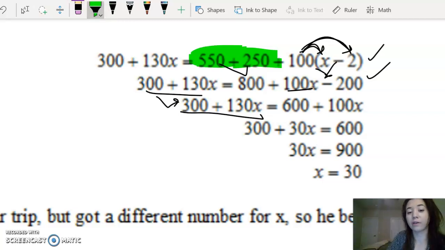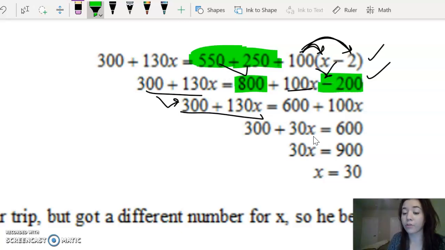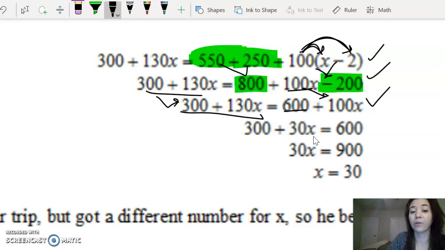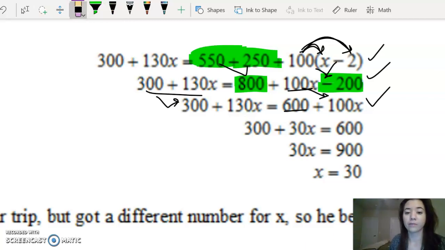Let's look at the other side. So the other side, we again have a number here, and then another number that both don't have x's. So those are like terms, they're constants, neither of them have variables, so we can combine those guys. So we can say 800 minus 200 does give us that 600, and then the 100x is still there. So that step checks out. So far everything's correct.